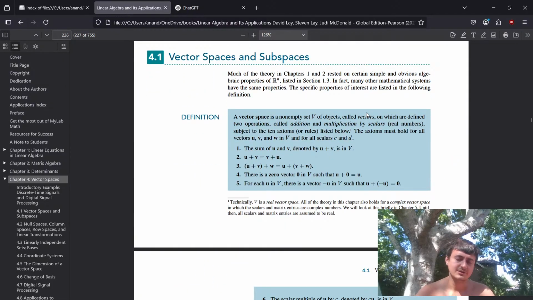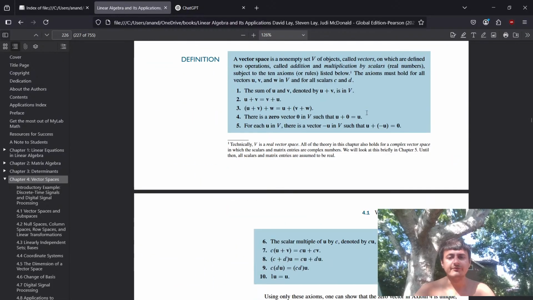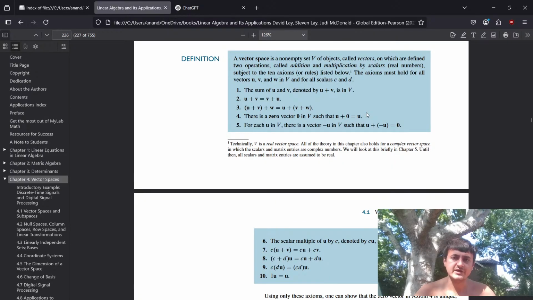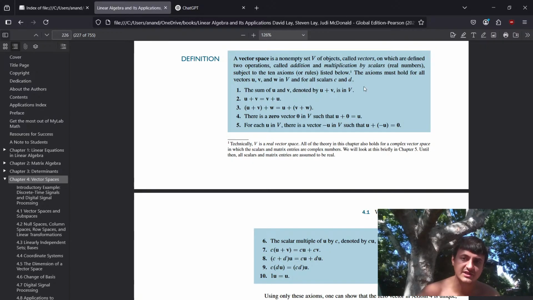Okay, we'll go through the definition of a vector space. So a vector space is a module. Anyways, you have a set and two operations, addition and multiplication by scalars. And those scalars are usually in some field. For this whole chapter, they're just real numbers, so you can just think of them as real numbers.